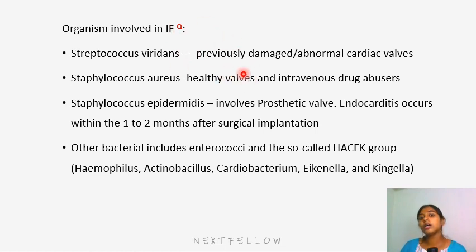So in IE, the most commonly isolated organism in a patient with previously damaged or abnormal cardiac valves is Streptococcus viridans. Okay, so in patients with healthy valves or intravenous drug abusers, the organism involved is Staphylococcus aureus, and in patients with prosthetic valves, the organism involved is Staphylococcus epidermidis.